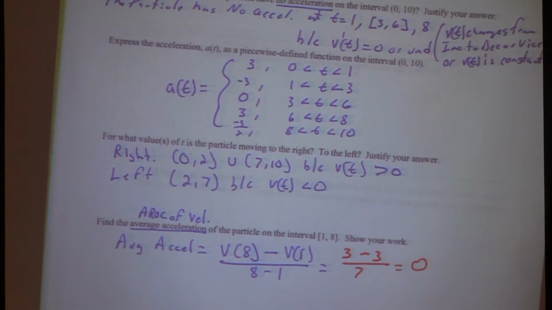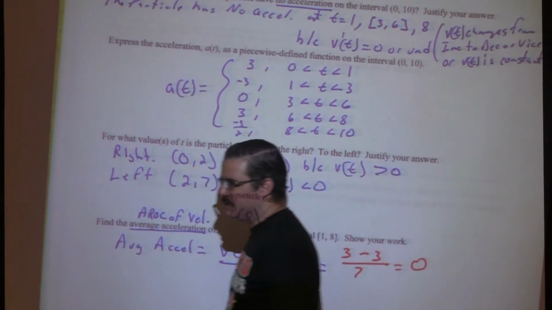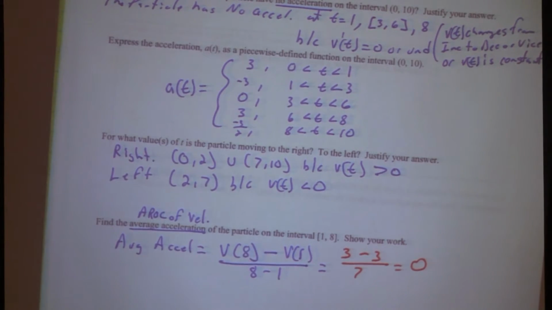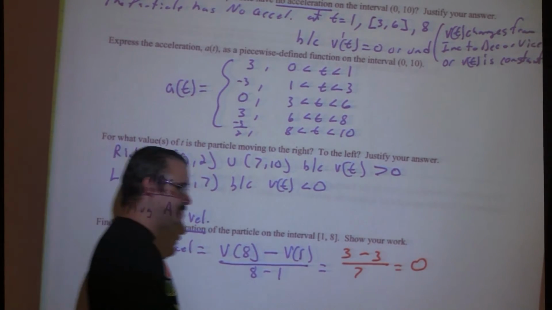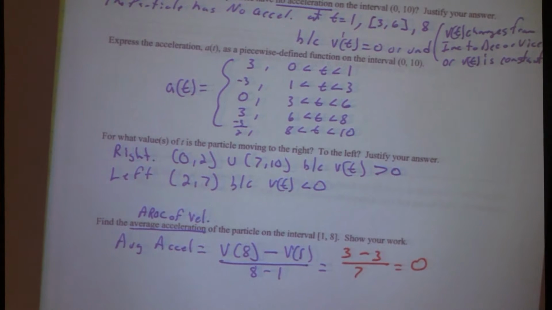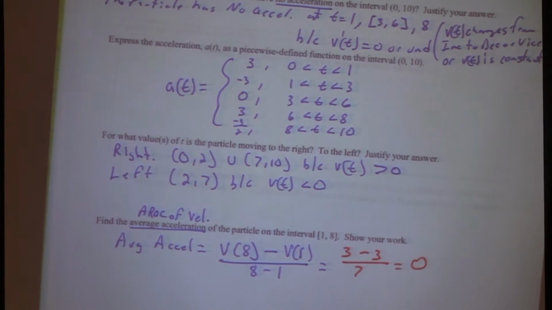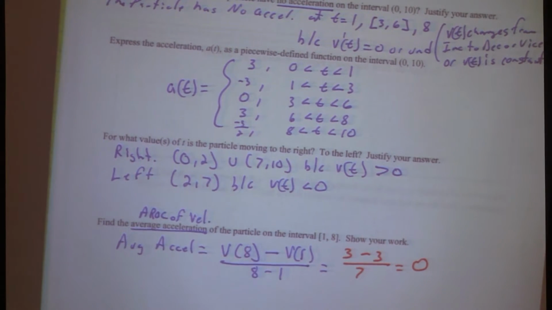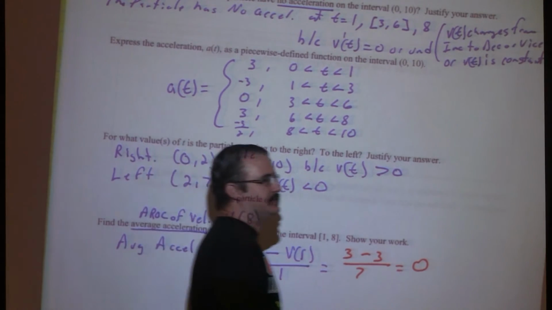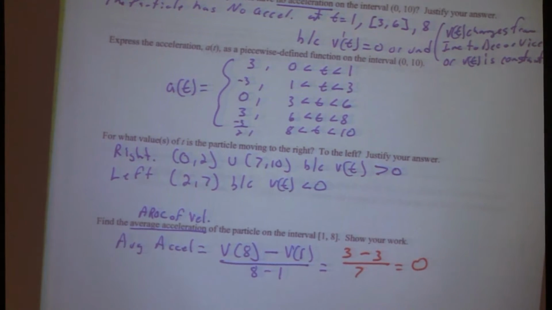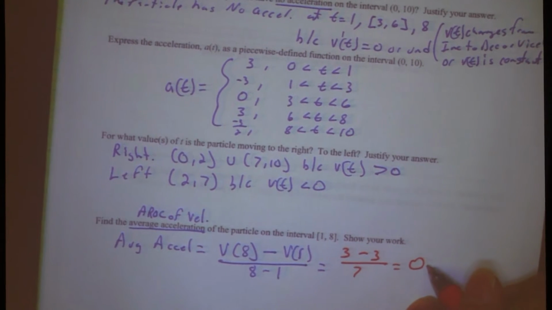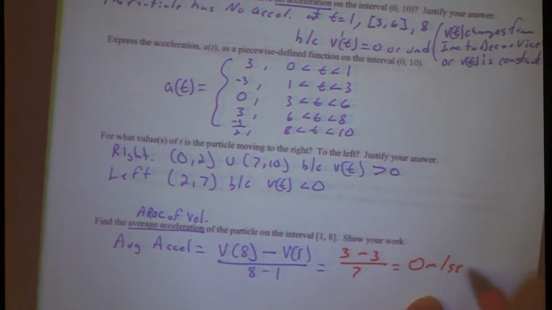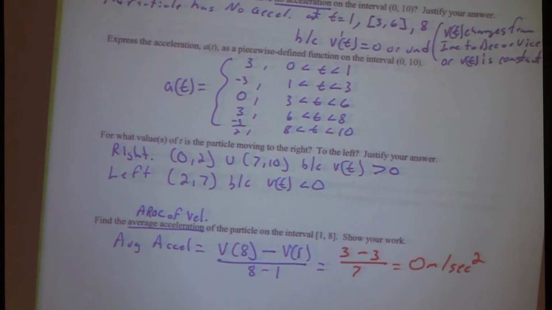So on average in that time interval, was the particle accelerating or not? No, on average, right? Why do you think that happened? They canceled each other out, right? Like he accelerated and then he decelerated, right? So it balanced out, right? On average, he wasn't accelerating in that time. And what would be the units? Meters per second squared. Good.